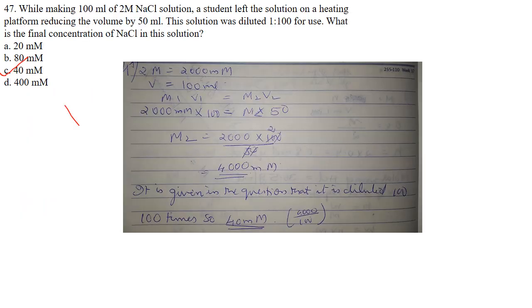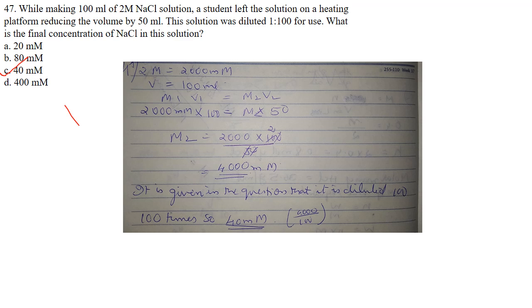Then while making 100 ml of 2 molar NaCl solution, a student left the solution on a heating platform, reducing the volume by 50 ml. So it got reduced to half. This volume was diluted 1:100 for use. What is the final concentration of NaCl in this solution? So 2 molar is 2000 millimolar, since they have given it in millimolar. So convert it into millimolar. That is 2000 millimolar. Now volume is 100 ml.